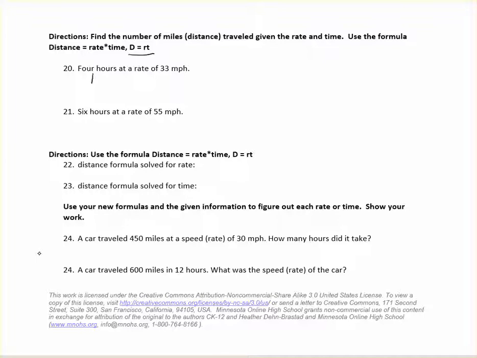4 hours, that's time. At a rate, that's our R. So you're going to use the formula distance equals rate times time. So you replace R with the rate, so that's 33. And you replace time with 4, and this is multiplied, and you will get your distance. Number 21 is the same thing.